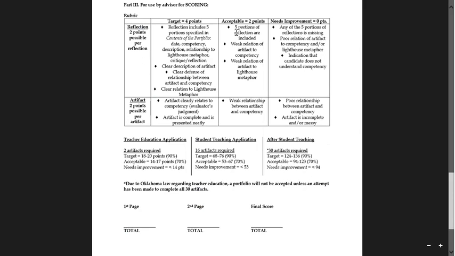A target is that reflection has 5 pieces. There's a description of it, there's a defense of it, and that it relates to what they call the lighthouse metaphor. An acceptable one also has 5 portions of reflection included, but there's not a strong relationship between the artifact and the competency, and there's a weak relationship of the artifact to the metaphor. And in all of this, if we go back to those CAPE criteria, is it appropriate?